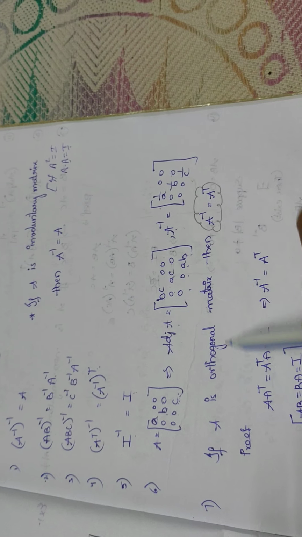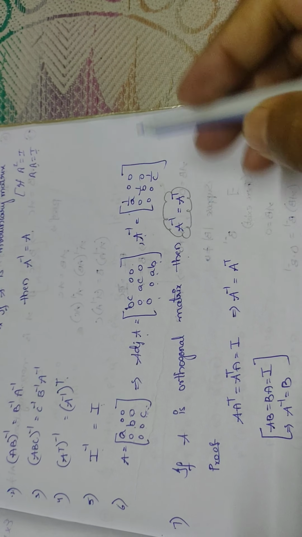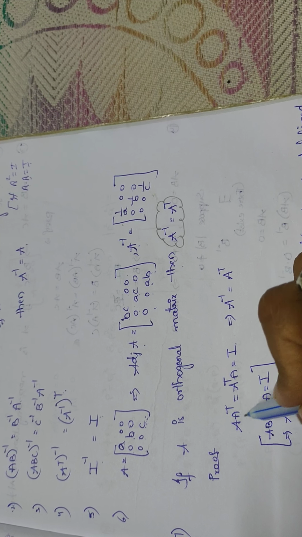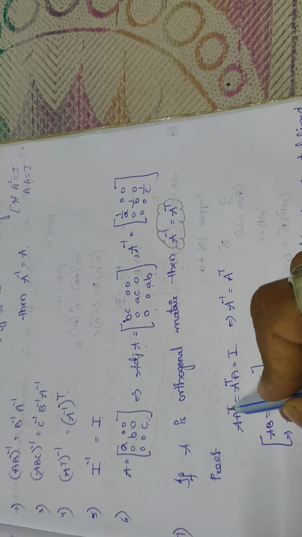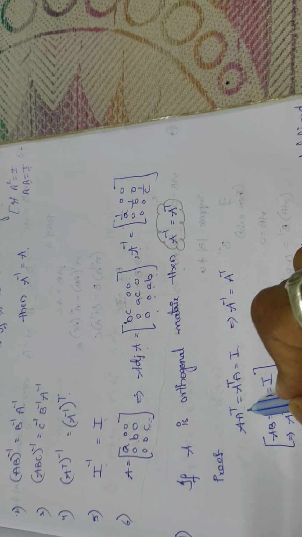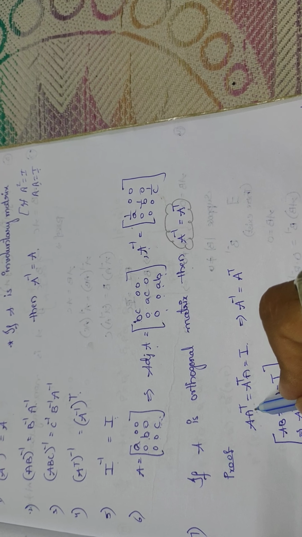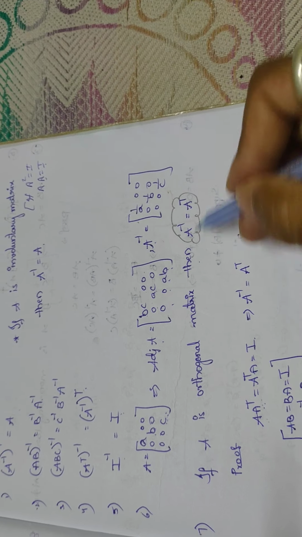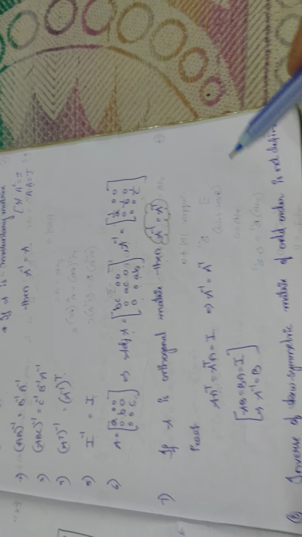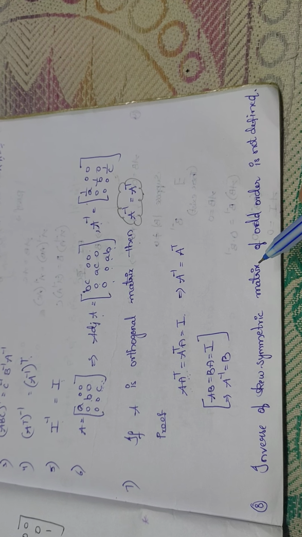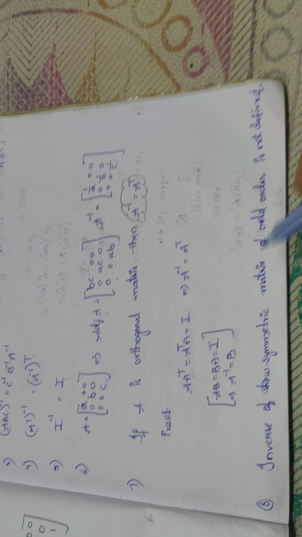If A is an orthogonal matrix, orthogonal matrix means what? A into A transpose is equal to I. So in the place of B you have A transpose. That means AB is equal to I, then A inverse is equal to B. So in the place of B we have A transpose, so A inverse is equal to A transpose. Very simple proof. Next, inverse of a skew symmetric matrix of odd order is not defined.